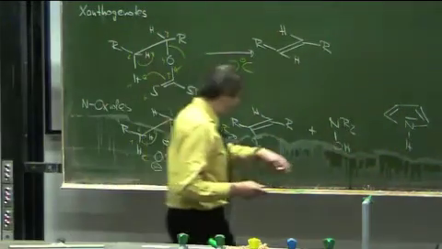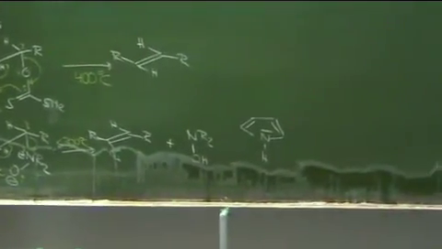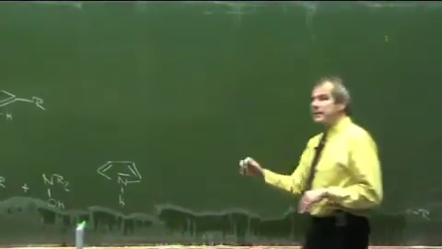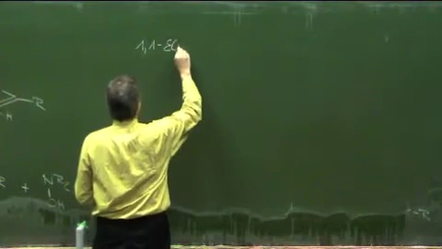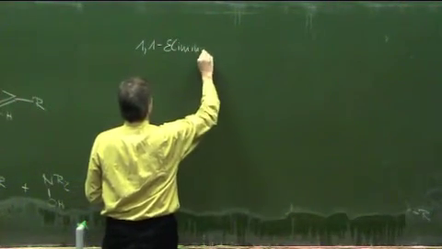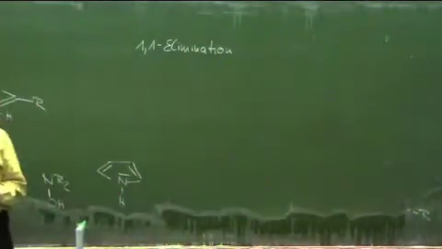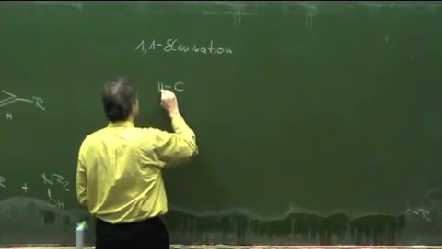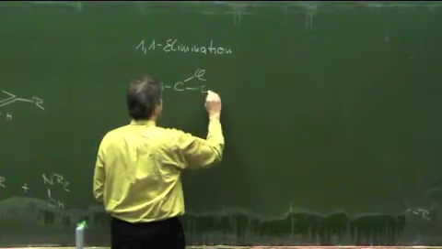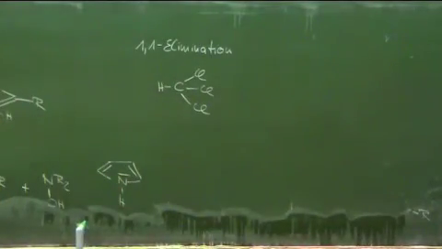Okay, so we have 6 more minutes. So let me just tell you a story. So the question is, is there something more than 1,2 eliminations? What about 1,1 elimination? And indeed there are. From relatively simple compounds, you might already know. Chloroform.